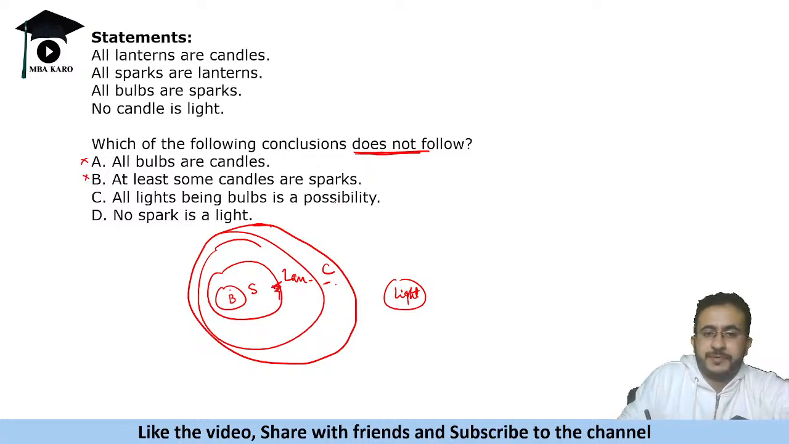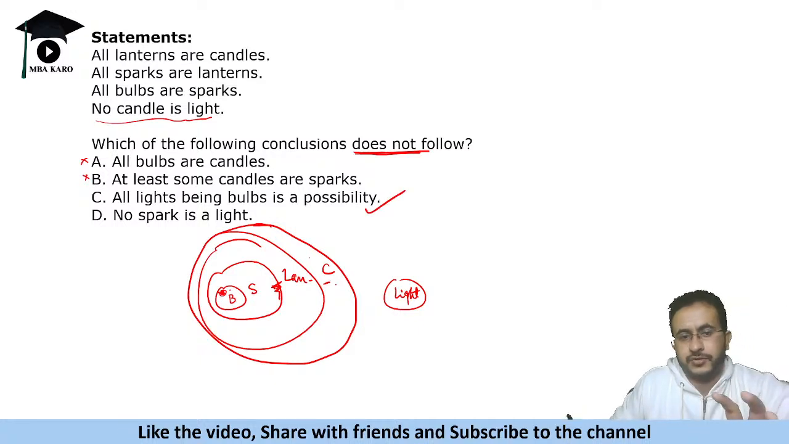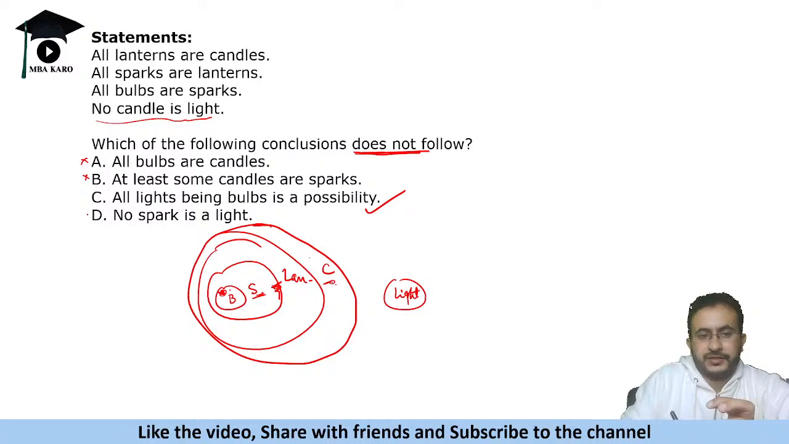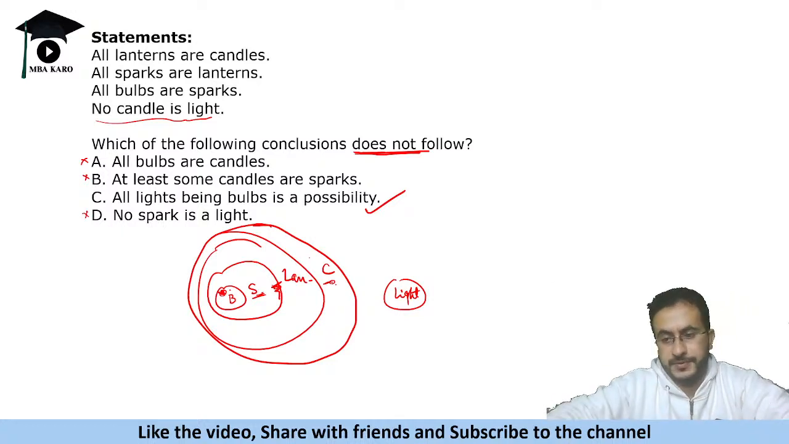All lights being bulbs is a possibility. So if we have all lights as bulbs, lights will overlap with candles, which is not possible because no candle is light. So this is something which does not follow. No spark is a light is true because spark is a subset of candle, and candle and light do not intersect with each other. So the answer is option C.